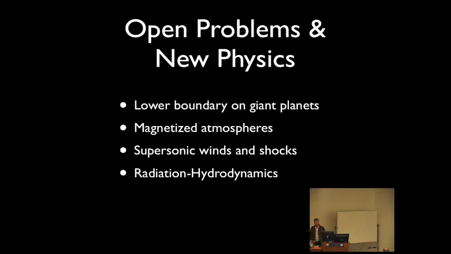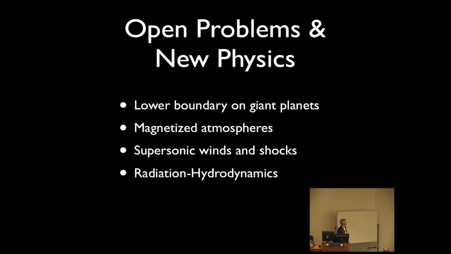So I want to revisit one of the issues that was mentioned briefly yesterday, the issue of the lower boundary on giant planets, the modeling of extrasolar giant planets. Then I'll tell you a little bit more about magnetized atmospheres. Contrary to what I led you to believe, hydrodynamics is probably not a good approximation for a lot of exoplanets, and we actually want to treat these atmospheres in MHD, non-ideal MHD.